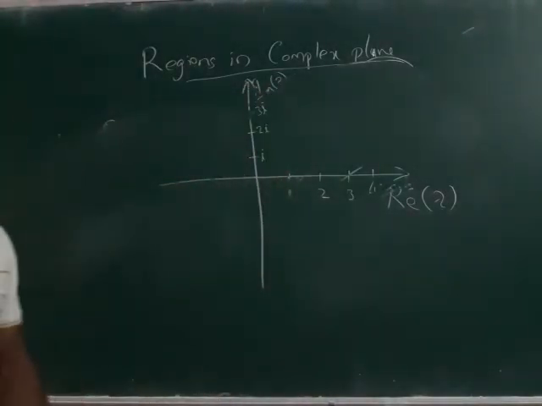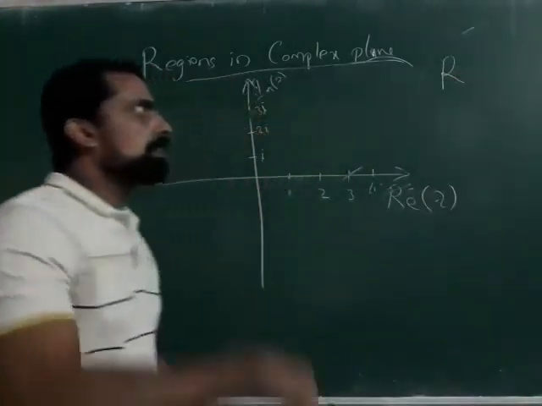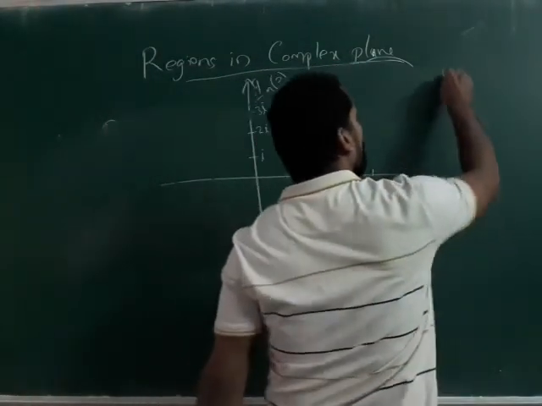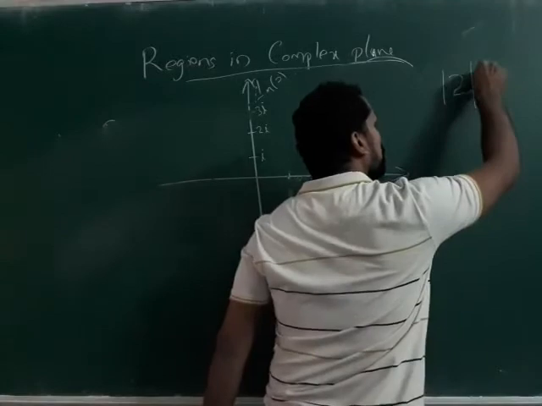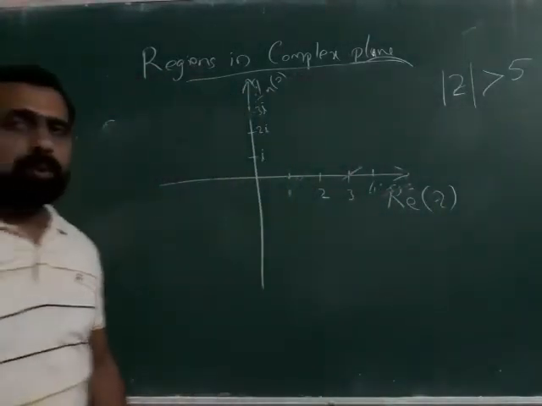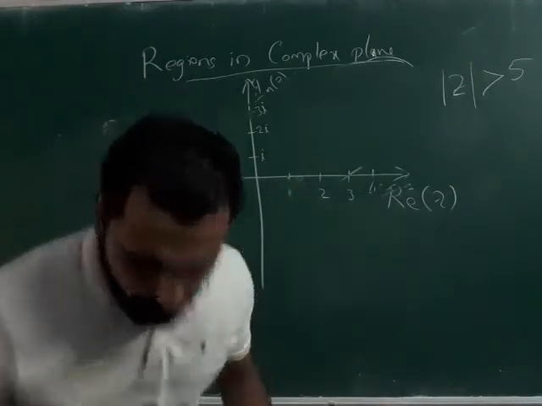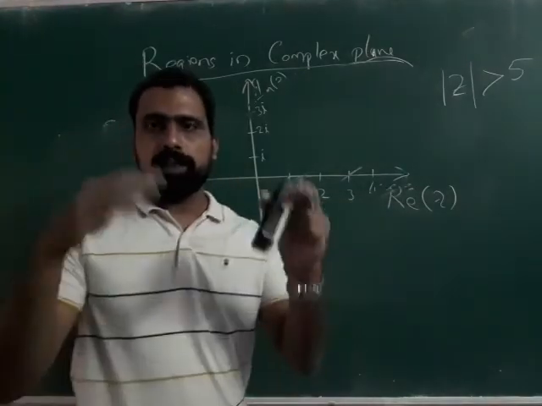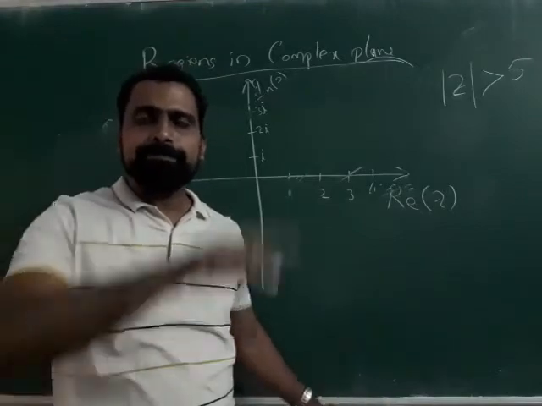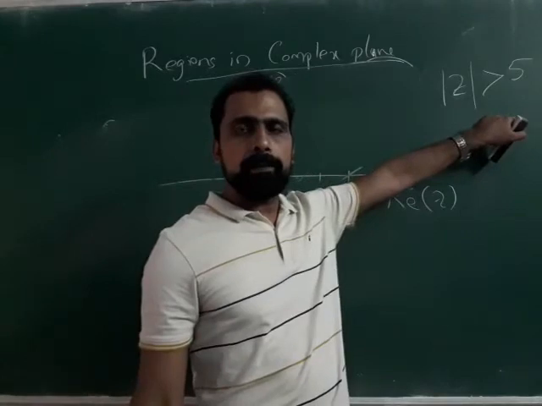Now let me draw something. I am taking mod z greater than 5. What would it be? Mod z greater than 5 means the magnitude of your points, or the radius, should be greater than 5.